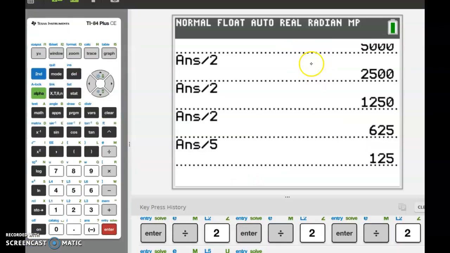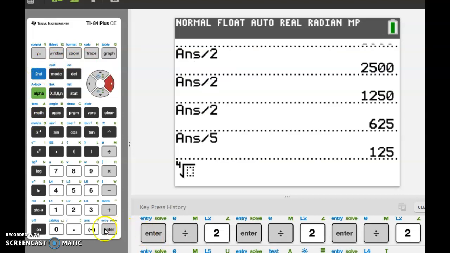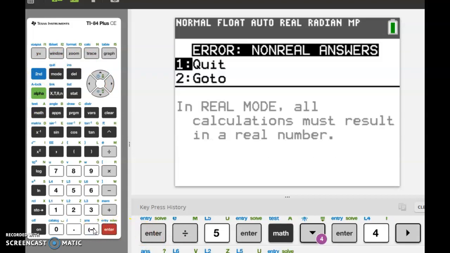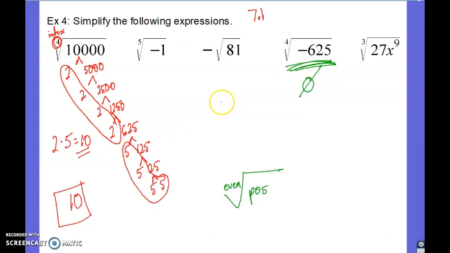And you can check that with a calculator. If I were to do the 4th root of negative 625, my calculator tells me that there's a non-real answer. It is not possible to get a real answer there. But you can do an odd index of any real number, positive or negative.